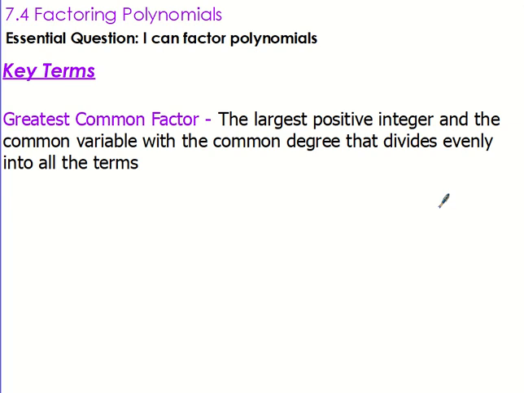Remember, that's the largest most of the time. For us, it's going to be the positive integer and the common variable. So we can actually factor out variables too, not just integers, with a common degree. They have to have matching degrees that divide evenly into all the terms. That might sound like a lot, but basically it is the opposite of multiplying.